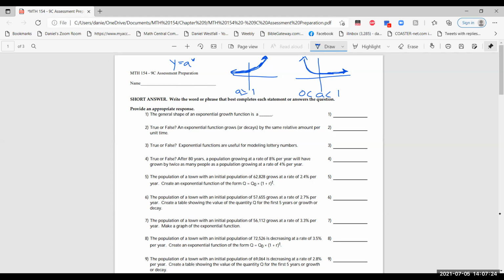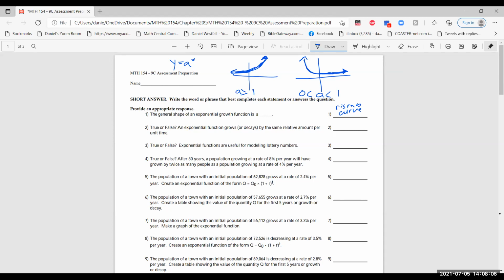The general shape of an exponential growth function, because it's growth, not decay, is going to be a rising curve. You may call this the hockey stick graph if you've ever heard that by scientists, but it's going to be accelerating. It's going to be rising. It's going to be increasing at a faster and faster rate.